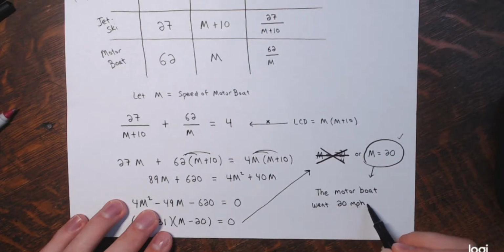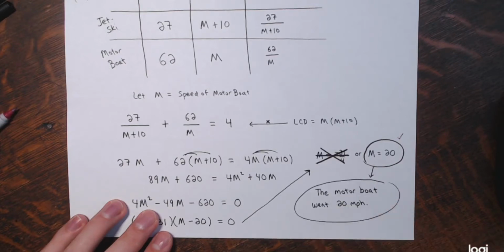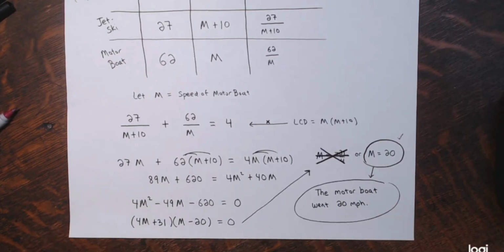20 miles per hour. Great. All right, question 8.